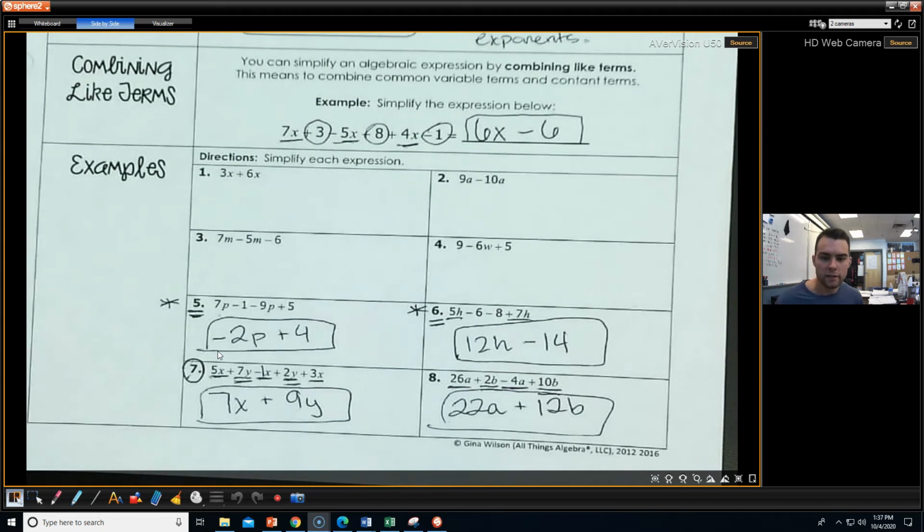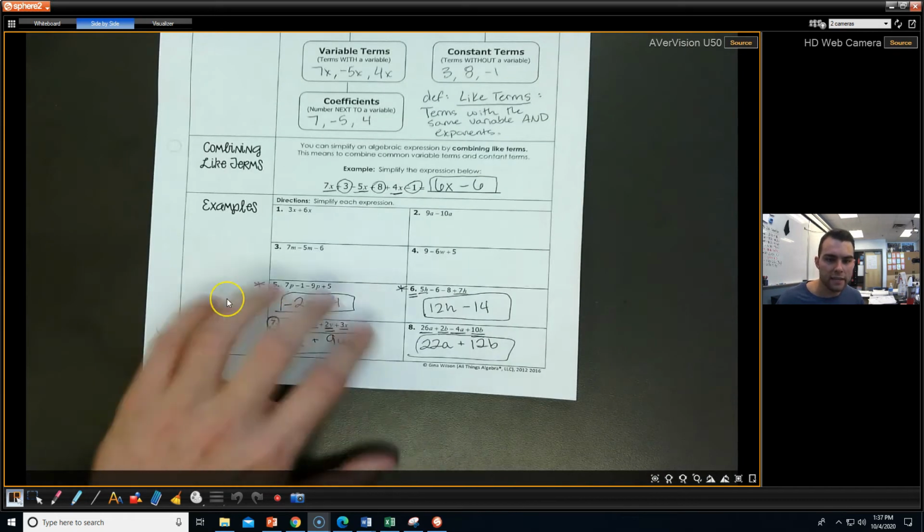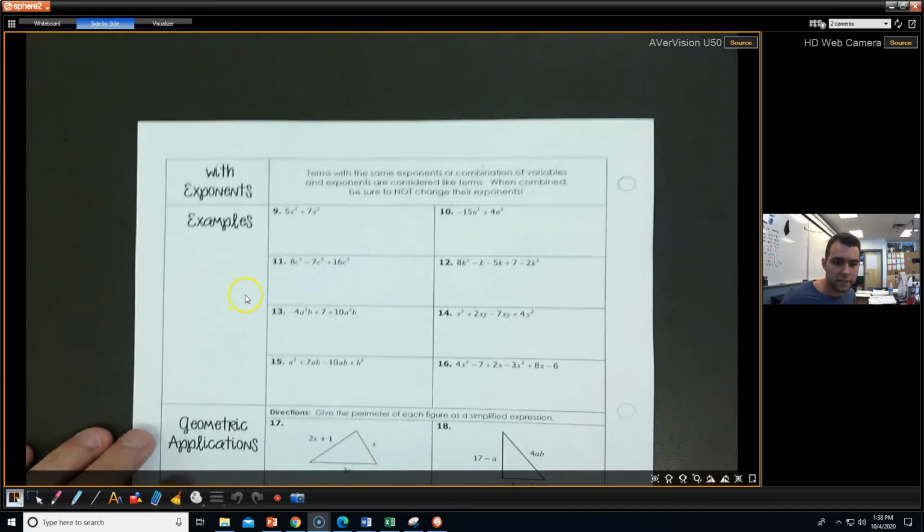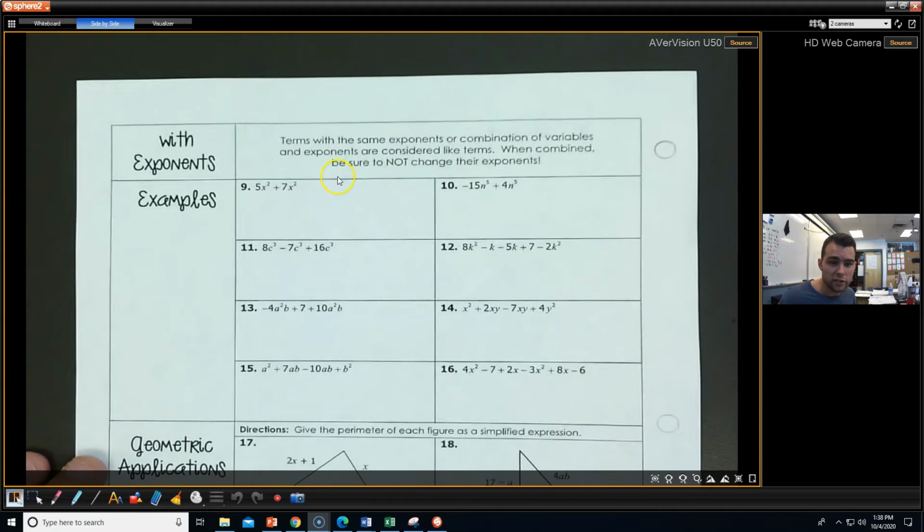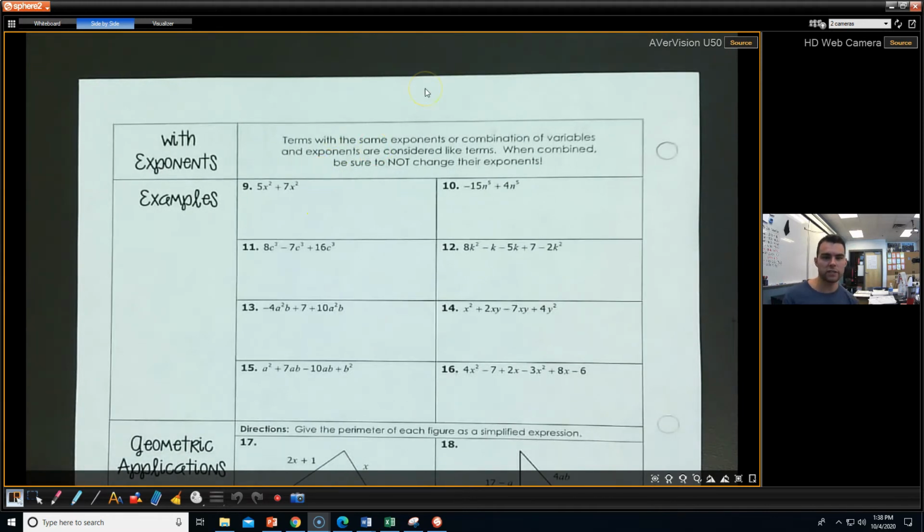All right. Let's see a couple more examples on the back. This time we're going to deal with exponents. So we're looking at this now. Again, like I was saying, terms with the same exponents or combination of variables and exponents are considered like terms. When we combine them, we're not going to change their exponents, just like we don't change their variable, right? So we're just adding the coefficients again.